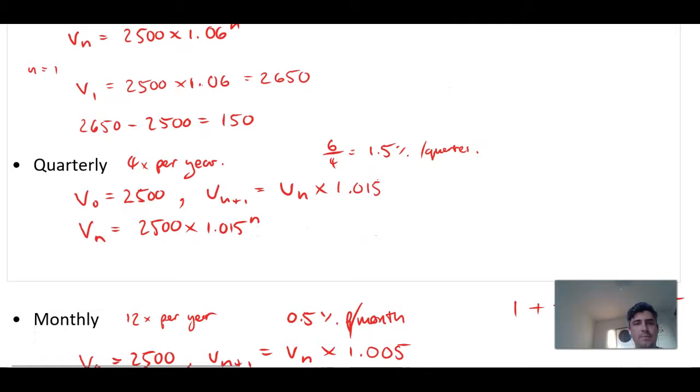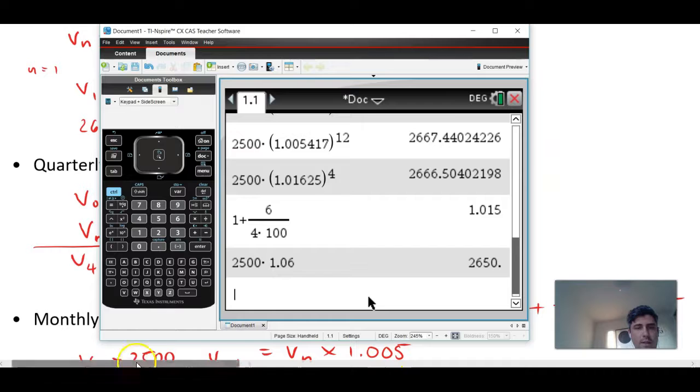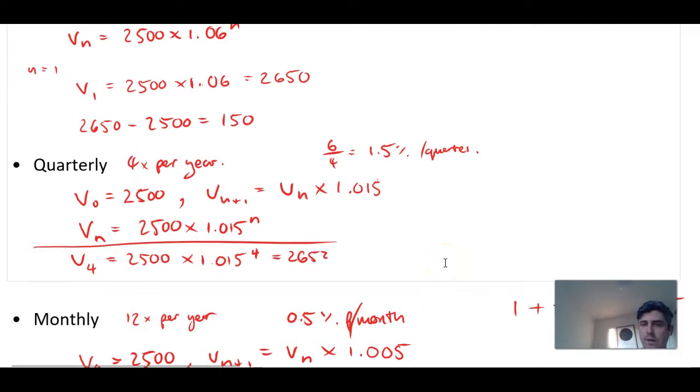Moving on to the next one. This time, in 1 year, you're going to have 4 compounding periods. So V4 is equal to 2,500 times 1.015 to the power of 4. And this should give us a slightly different number. Slightly higher than before, see? $3 more. I know it's not much, but with a larger loan that can make a big difference. So we round that to 2 decimal places, so it's 2653.41.